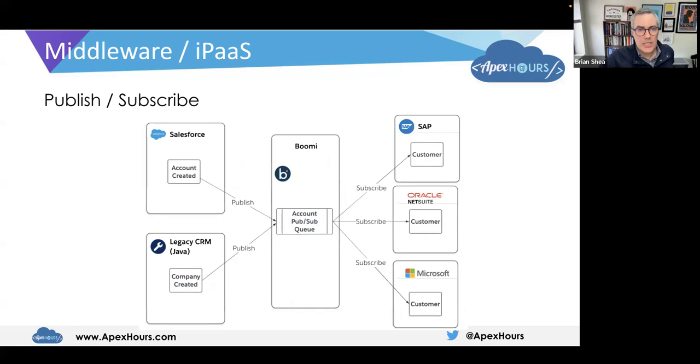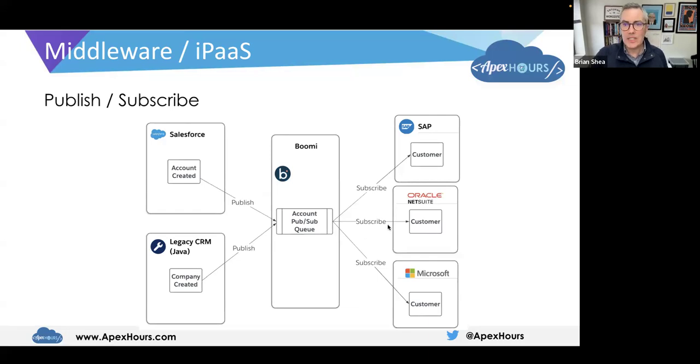Okay, so in our first middleware example, this is a publish and subscribe architecture. So I will talk through what this is and why it matters. If we look at this example, we're using Boomi as our middleware tool, okay? And on the left-hand side, we have our source systems, and on the right-hand side, we have our target systems, okay? What this example is illustrating is we have these source systems, or publisher systems, that are creating accounts or creating companies, depending on what terminology our system uses. In Salesforce parlance, accounts, okay?